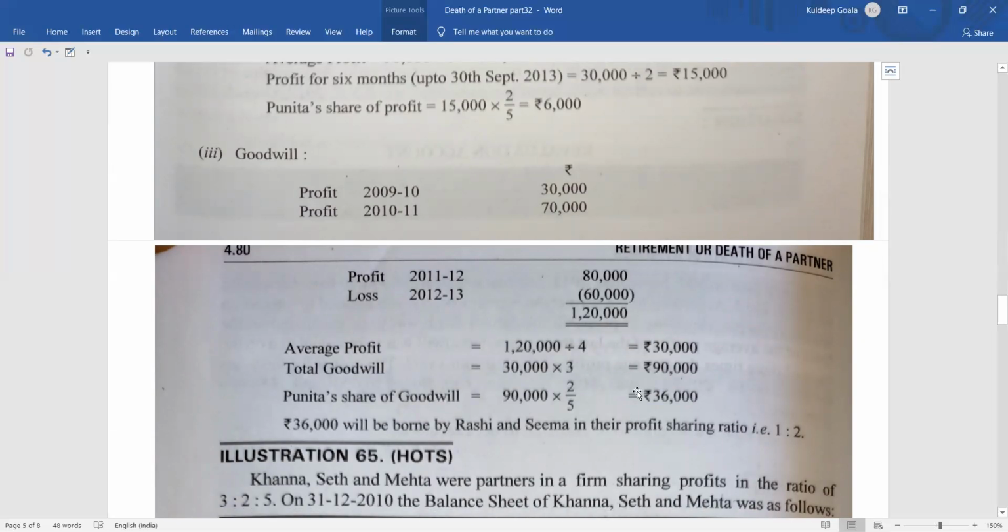And what will be Punita's share? Only 2 by 5, directly 2 by 5, right? Don't calculate goodwill in months, okay? Because it is a work of many, many days, many, many months, many, many years, okay? So it is not calculated on the basis of month. So Punita's share of goodwill will be 90,000 into 2 by 5. Okay, 90,000 into 2 by 5, it is 36,000. Clear? It is 36,000.